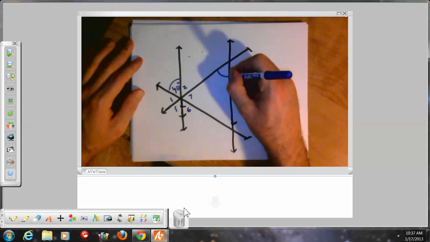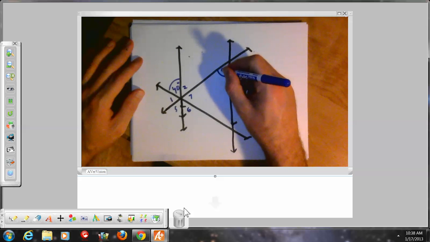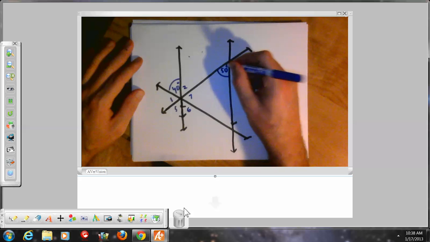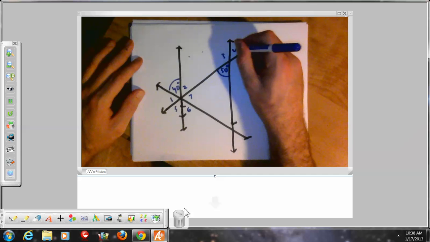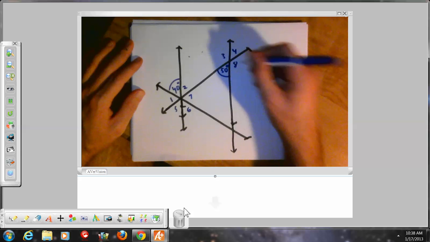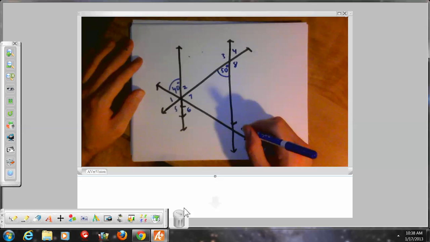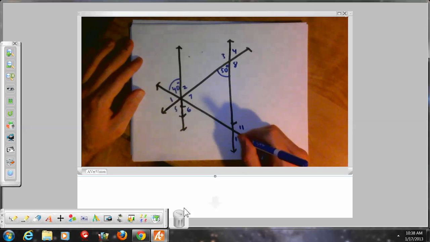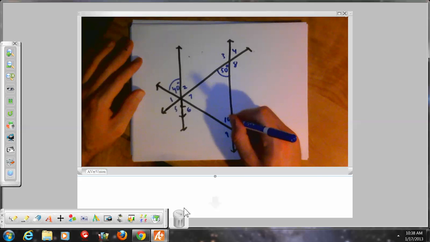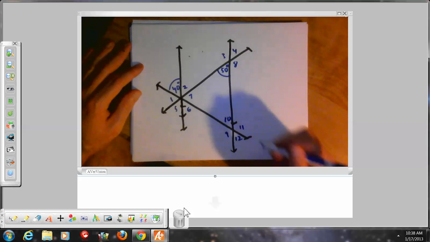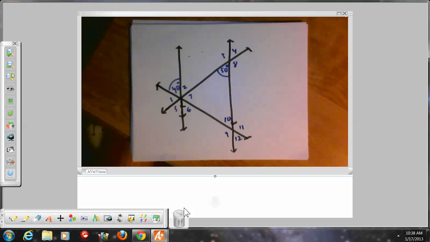This over here is 50 degrees. I'll just put a 50 over here. This is angle 3, this is angle 4, this is angle 8, this is angle 11, this is angle 12, this is angle 9, and this is angle 10. Okay, so first of all, we're going to start filling these in. Let me see if I can fill them in with a different color. So this is to give information.